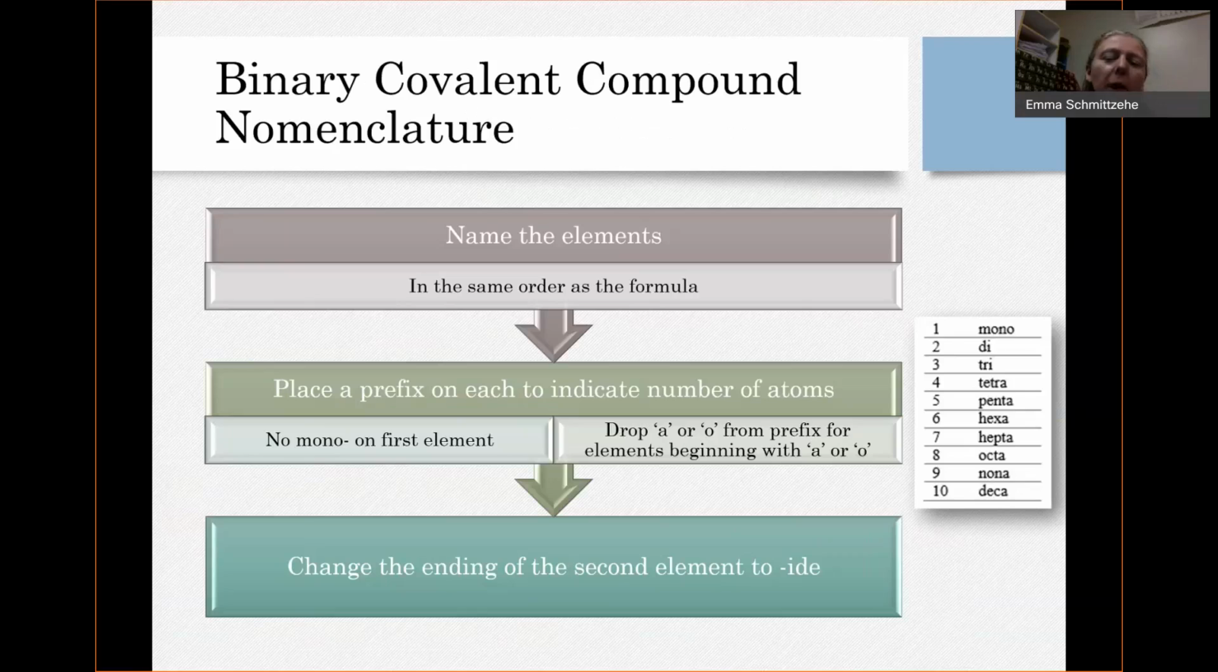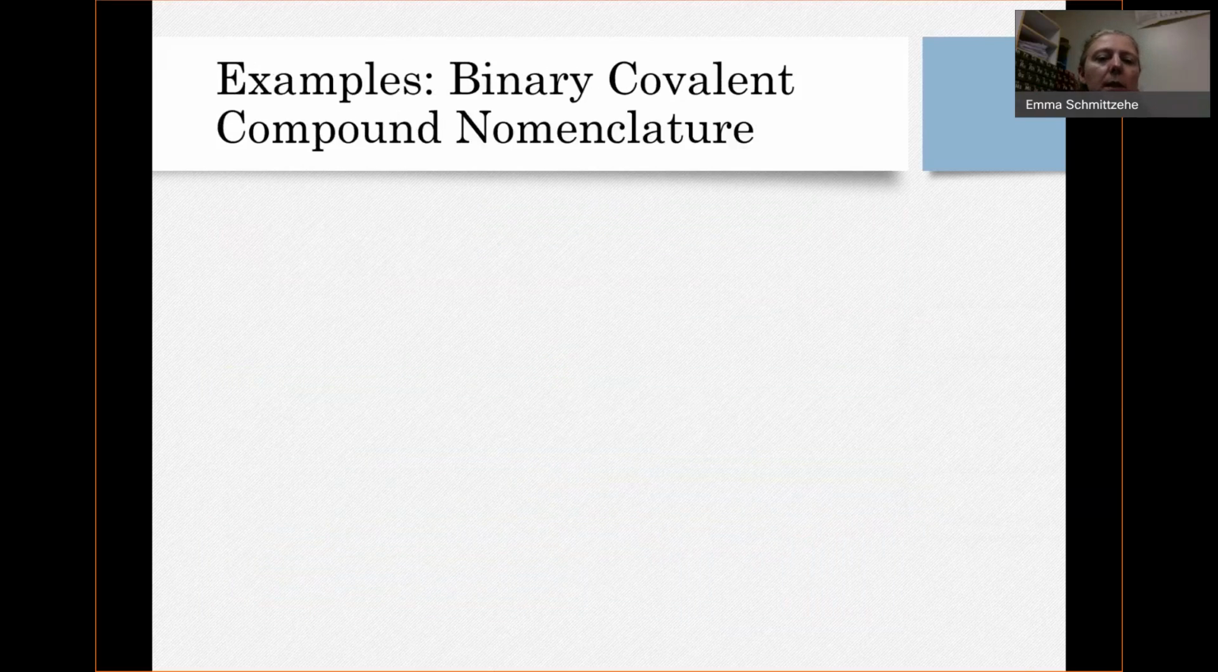It should actually be way easier. Once you have the name, you just need to write down the symbols of the elements and put subscripts based on the prefix given. So the reversal of this should be pretty easy. So let's look at some examples.